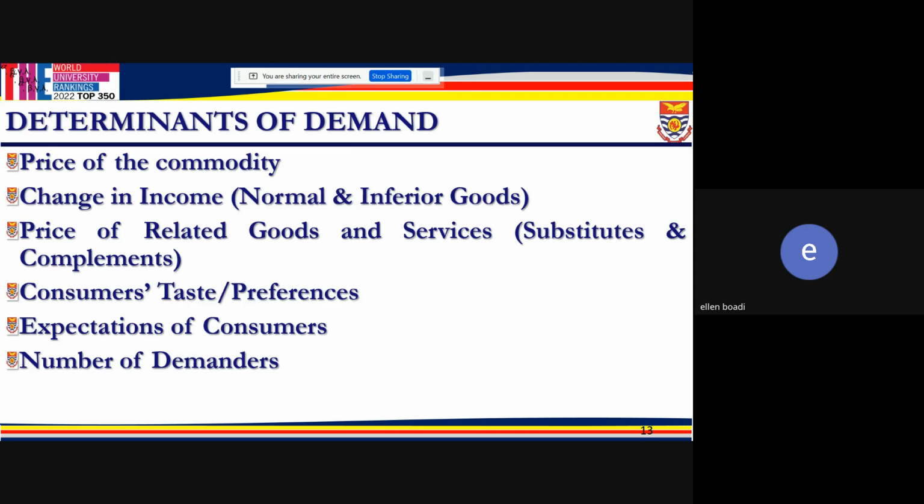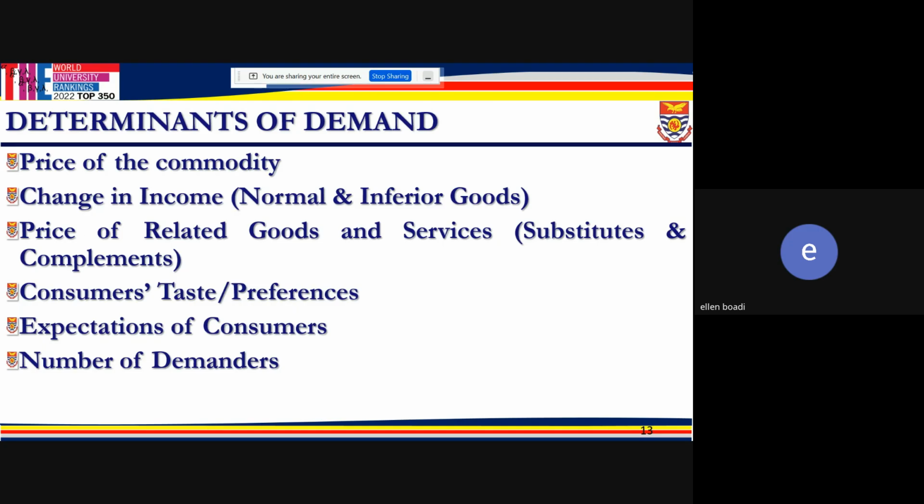If your income increases, you buy more of normal goods. If your income reduces, if your income increases, you buy less inferior goods. If you earn more income, you buy more normal goods and you buy less inferior goods. So we take note of this.